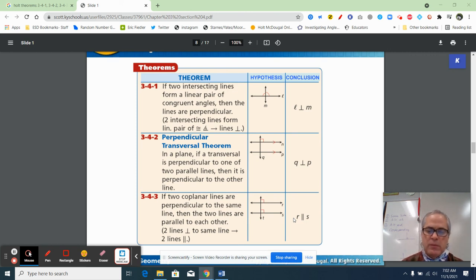Notice with theorem number 2, we're trying to show that the lines are perpendicular, given that the lines are parallel. And in 3-4-3, we're trying to show that the lines are parallel, given that the lines are perpendicular, or the transversal is perpendicular. So it's a converse, which means flipping around the hypothesis and the conclusion.